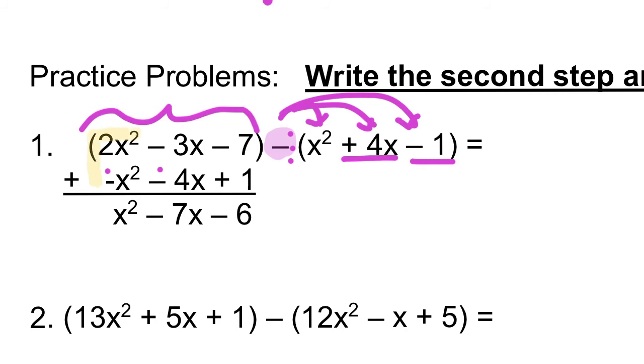Once you do that, you can combine them and add them normally. We have 2x squared minus x squared, and that would be an understood 1x squared. -3x minus 4x. The signs are the same, so you add and keep the sign, -7x. And then lastly, you have -7 plus 1. The signs are different, so you subtract and keep the sign of the larger number. Once you've added, if there's no more like terms, then that is your answer.